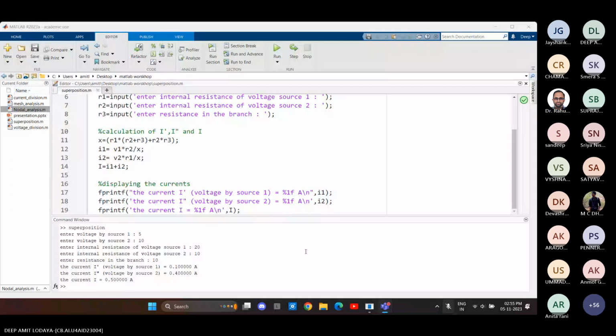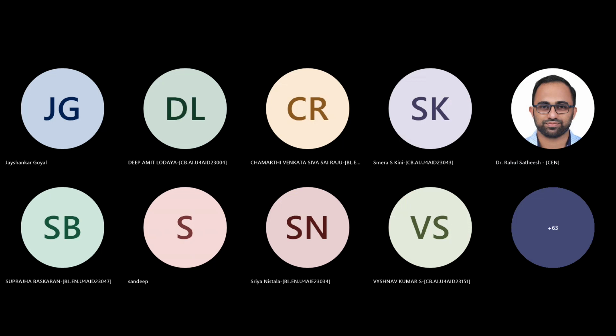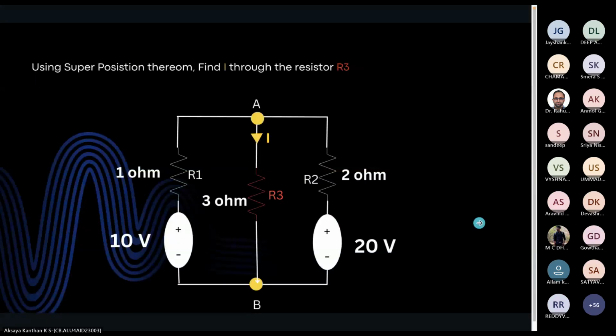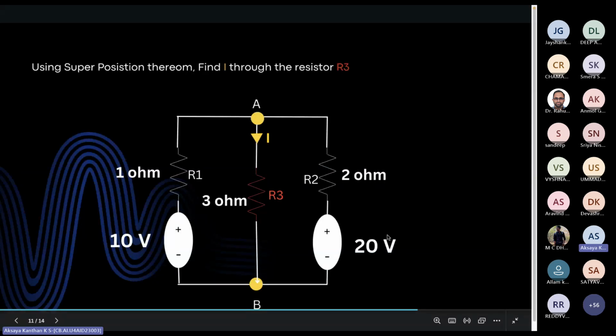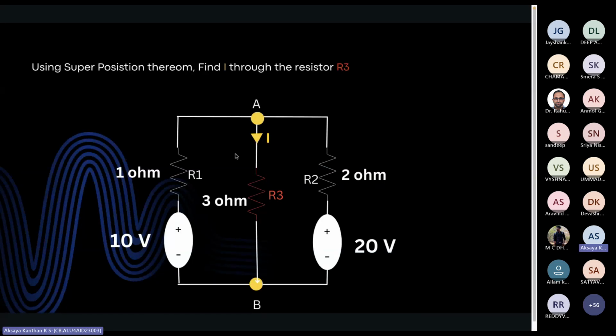Okay, Deep, you can start. Here's the question. Please note it down. So we have to find the current I passing through this terminal AB through the resistance R3, which is 3 ohms. And then there are two voltage sources connected.